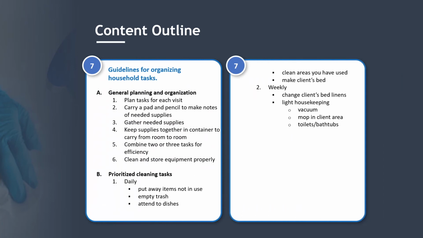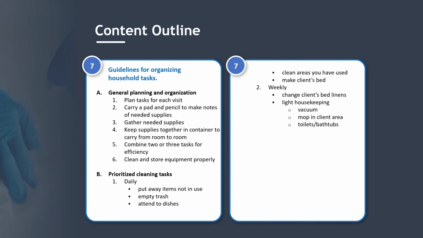Section 7. Guidelines for organizing household tasks. General planning and organization: plan tasks for each visit. Carry a pad and pencil to make notes of needed supplies. Gather the needed supplies. Keep supplies together in a container to carry from room to room. Combine two or three tasks for efficiency. Clean and store equipment properly.